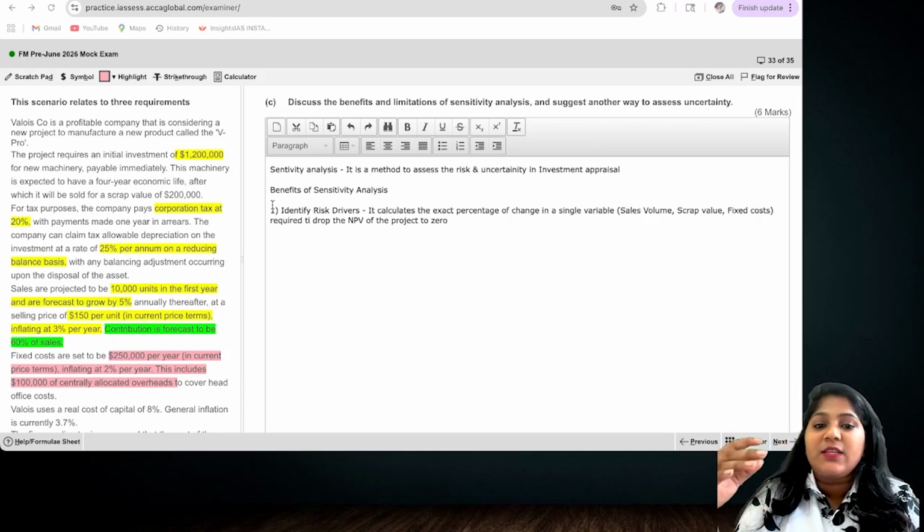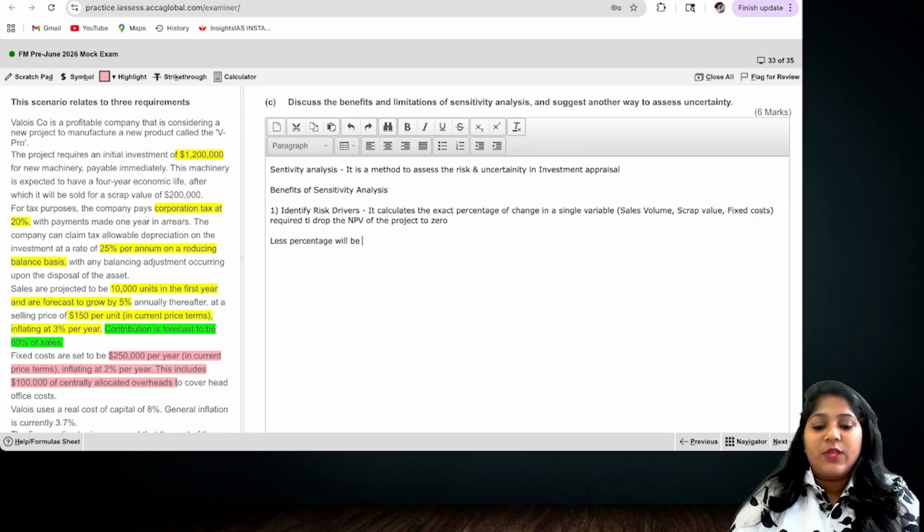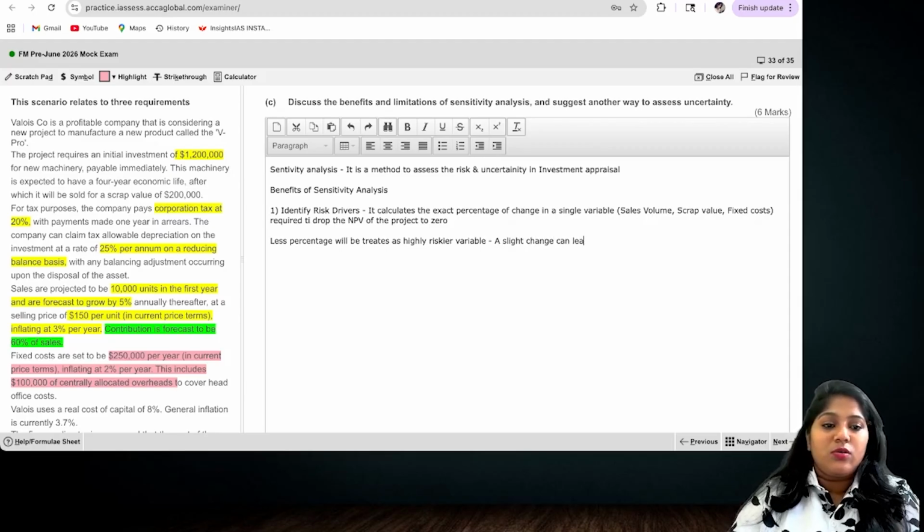I mean, the lower the percentage, the riskier that variable is. That means a lower percentage will be treated as a highly risky variable, because a slight change can lead to the project becoming unviable. Something like this you can write.